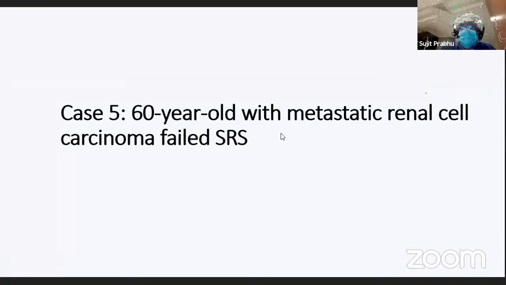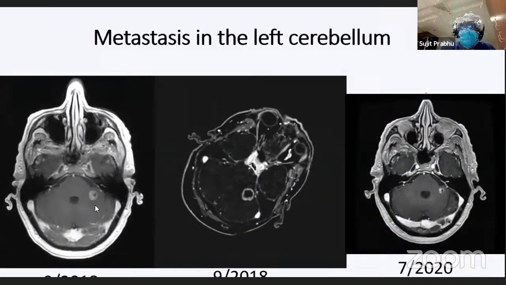This is another case, a 60-year-old with metastatic renal cell carcinoma who failed stereotactic radiation. Again, a deep cerebellar mass. These are scans from 2018 through to 2020, showing a very good response. This is a shell of the former tumor.